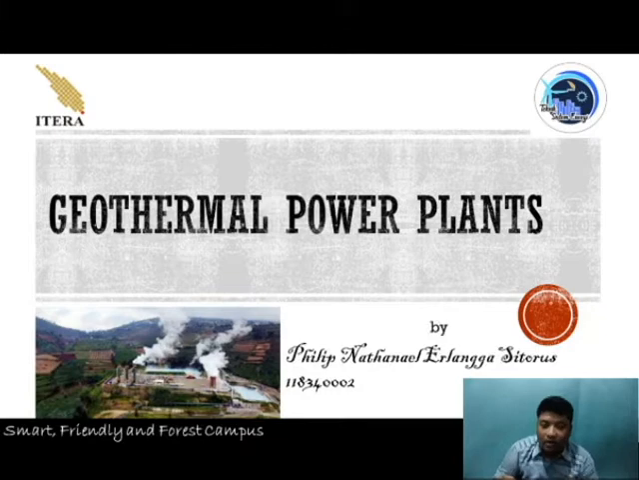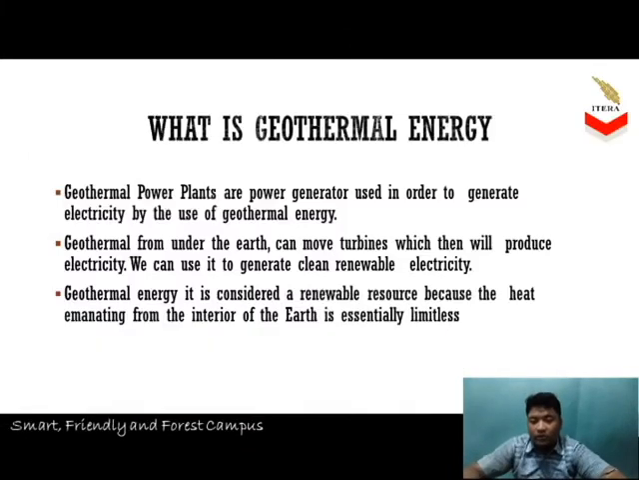For example, geothermal energy. What is geothermal energy? Geothermal power plant is a power generator used in order to generate electricity by the use of geothermal energy. Geothermal energy is considered a renewable resource because the heat that appears from the interior of the earth is essentially limitless.